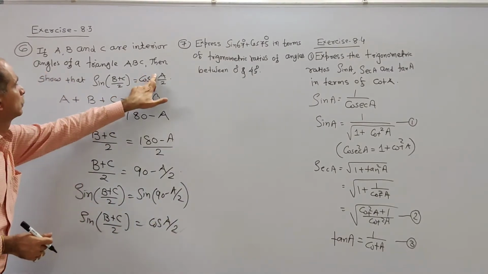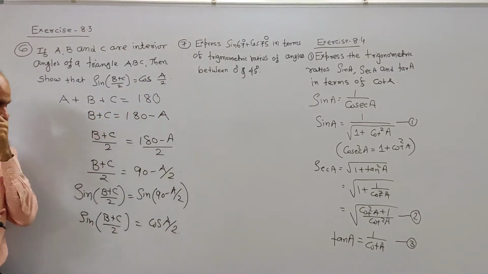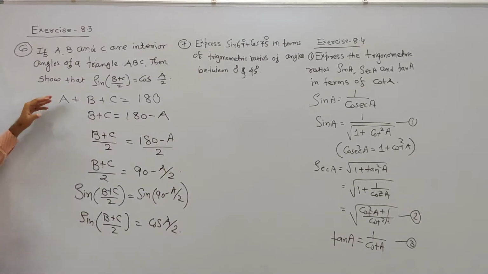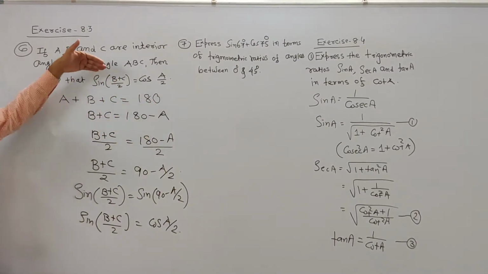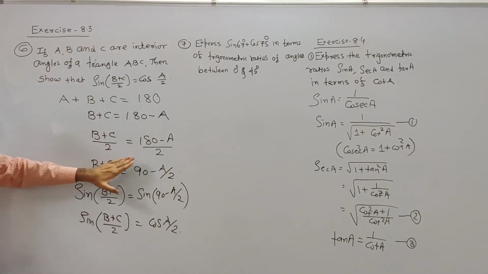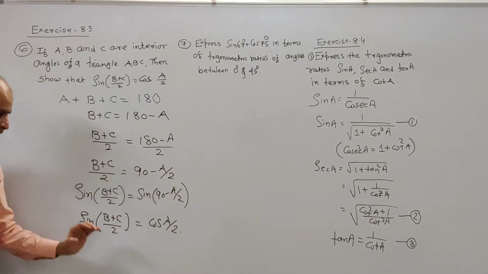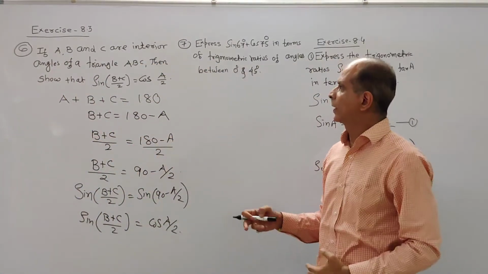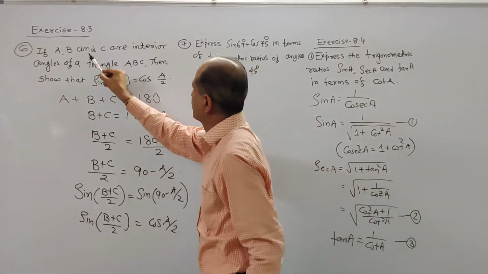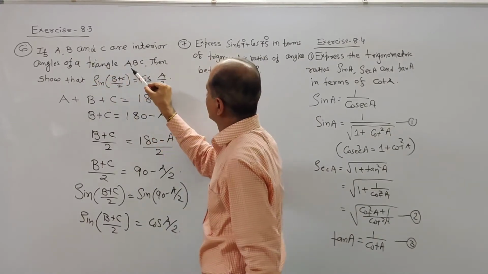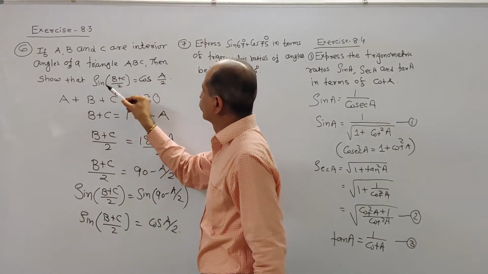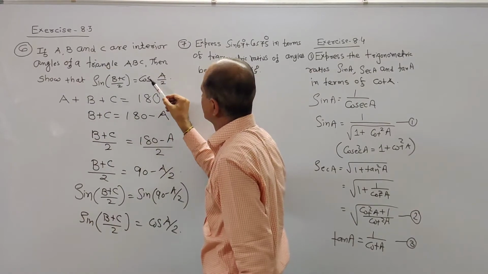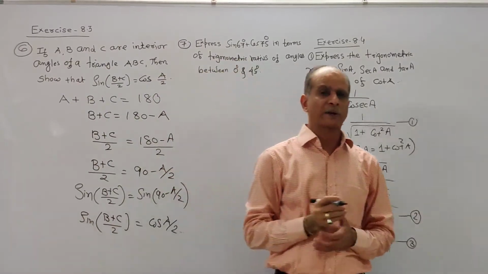So here you have to prove sin (B plus C) by 2 is equal to cos A by 2. First of all you have to take A plus B plus C is equal to 180. Accordingly you have to take (B plus C) by 2. Then you have to use the formula sin (90 minus A by 2) is equal to cos A by 2. And that's why, if A, B and C are interior angles of a triangle ABC, then we can prove that sin (B plus C) by 2 is equal to cos A by 2.